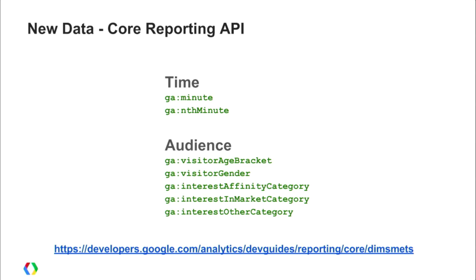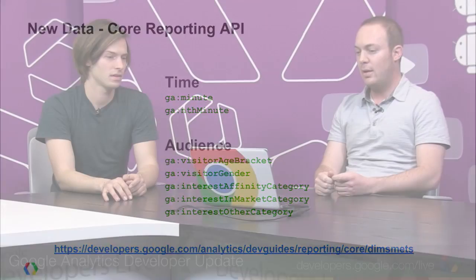Now, is minute also new in the front end as well? Yes, you might have seen it also in the front end, so the web interface. You would have seen it show up there. And then it was released through the API a few days later. So, yeah, it's available in both places.